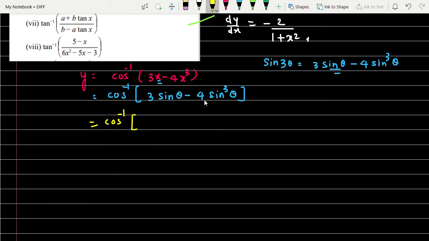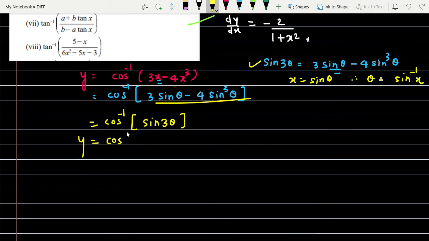Then it is cos inverse of, and 3 sin theta minus 4 sin cube theta is sine of 3 theta. Our substitution is x is equal to sine theta, therefore theta is sine inverse of x. Here it is sine and here it is cos inverse. So y is equal to cos inverse of cos of (pi by 2 minus 3 theta).